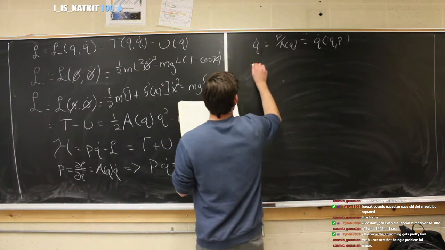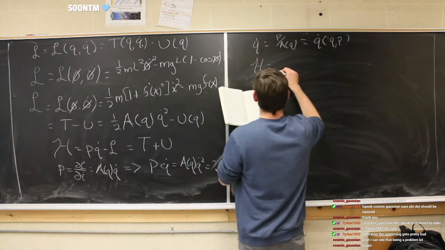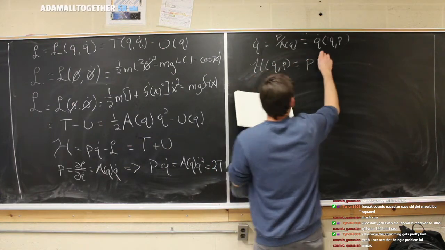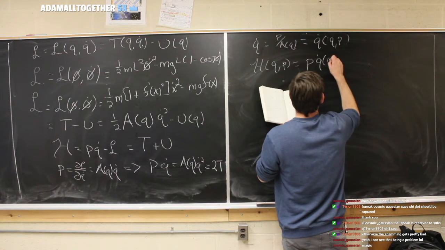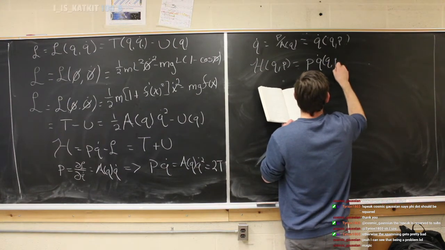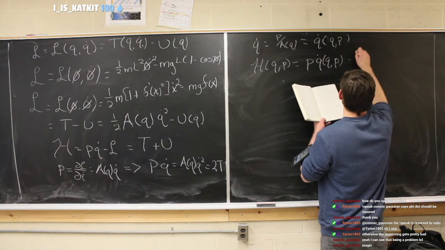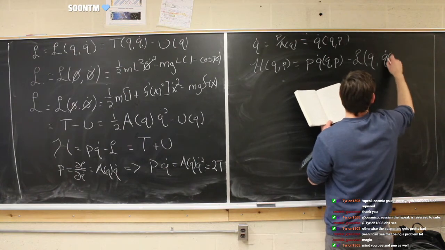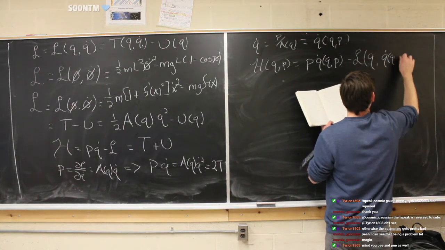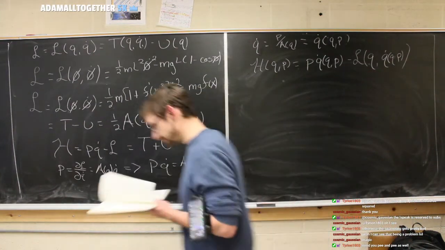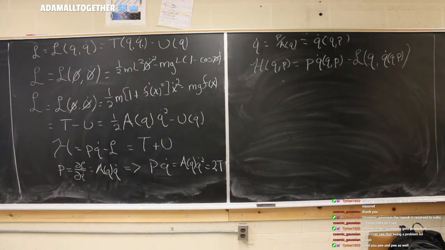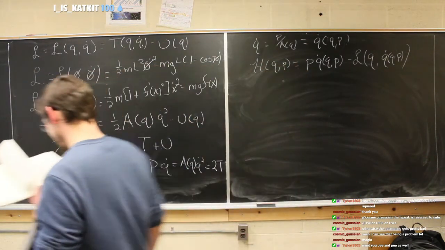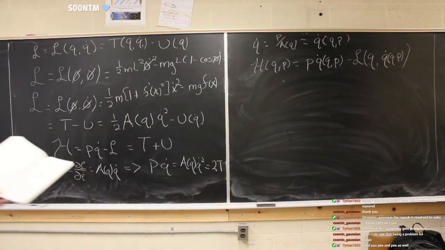So now for the Hamiltonian, this is a function of q and p, which is p q dot of q and p, minus the Lagrangian, and we have q as one variable, and the other variable is q dot, which is a function of q and p. Okay? So far, so good. So now we can get to the Hamiltonian equations of motion.